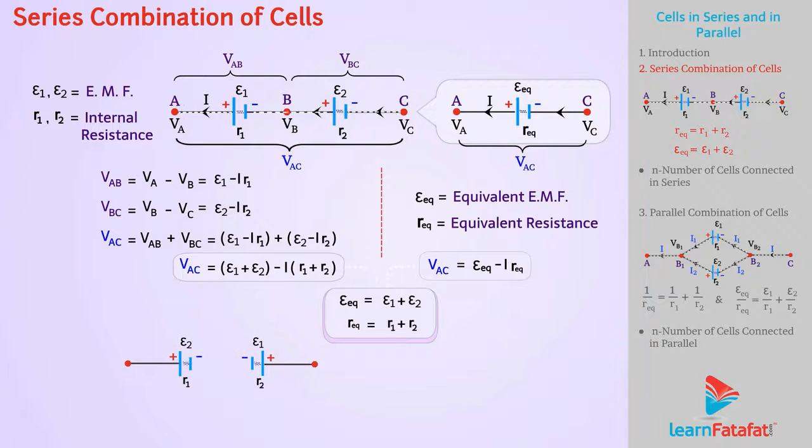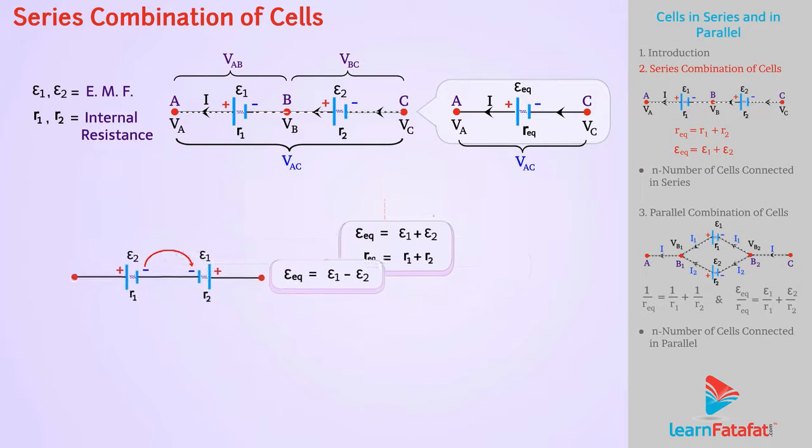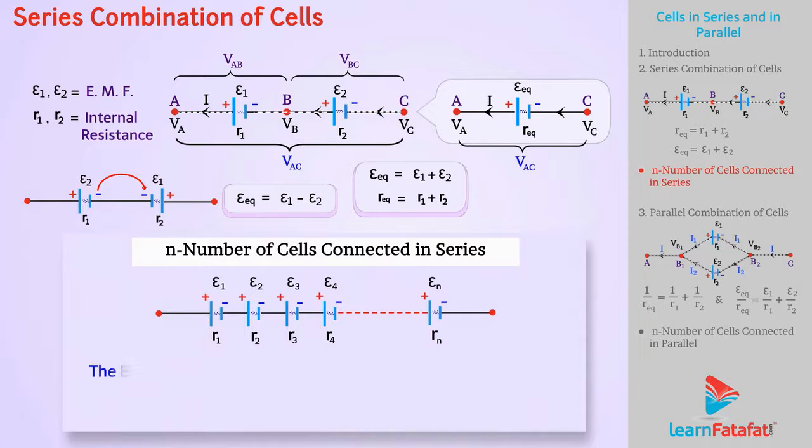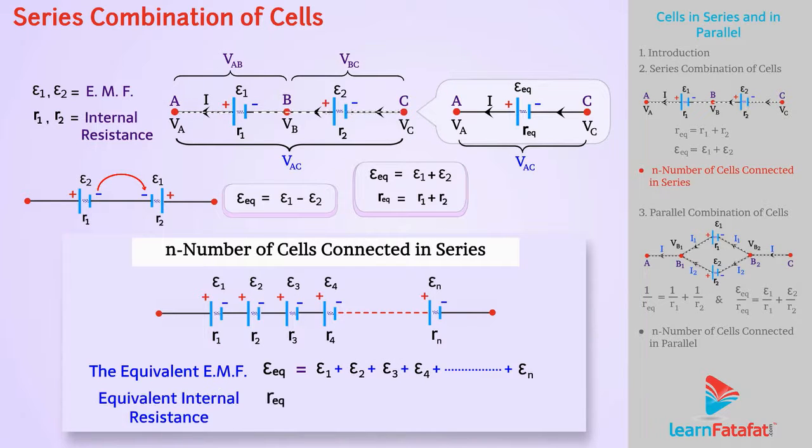If we connect the negative electrode of the first to the negative electrode of the second, then epsilon equivalent equals epsilon1 minus epsilon2. For n number of cells, we can say that the equivalent EMF of the series combination is the sum of their individual EMFs, and the equivalent internal resistance is the sum of their individual internal resistances.